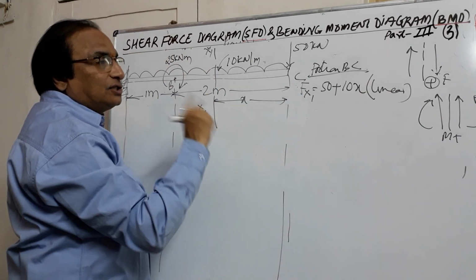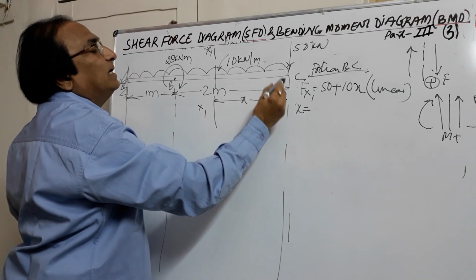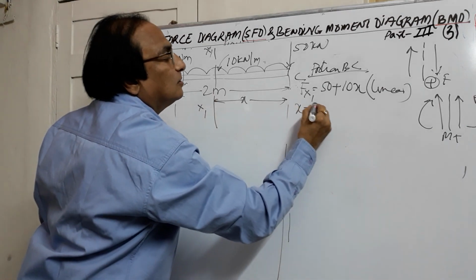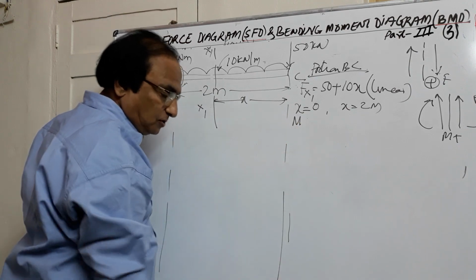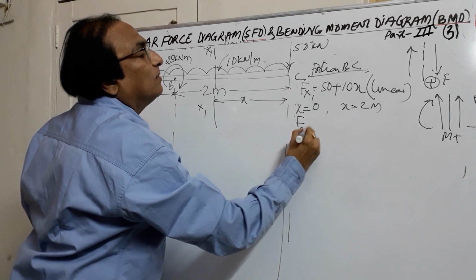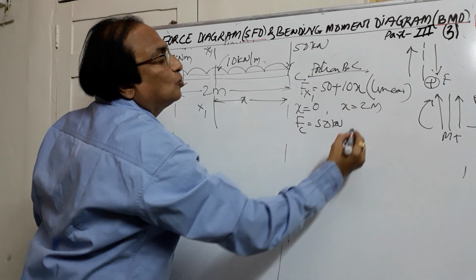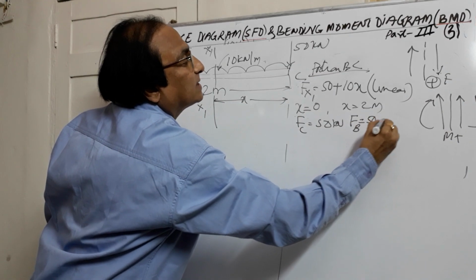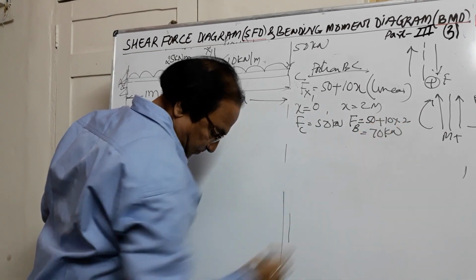So when x varies, shear force is going to vary. So we will substitute the limits of x. We are measuring x from here. X is equal to 0 to x is equal to 2 meters. When x is 0, shear force at C will be equal to 0, only 50 is left out, 50 kilonewton. And when x is equal to 2 meters, shear force at B will be equal to 50 plus 10 into 2, which is equal to 70 kilonewton.